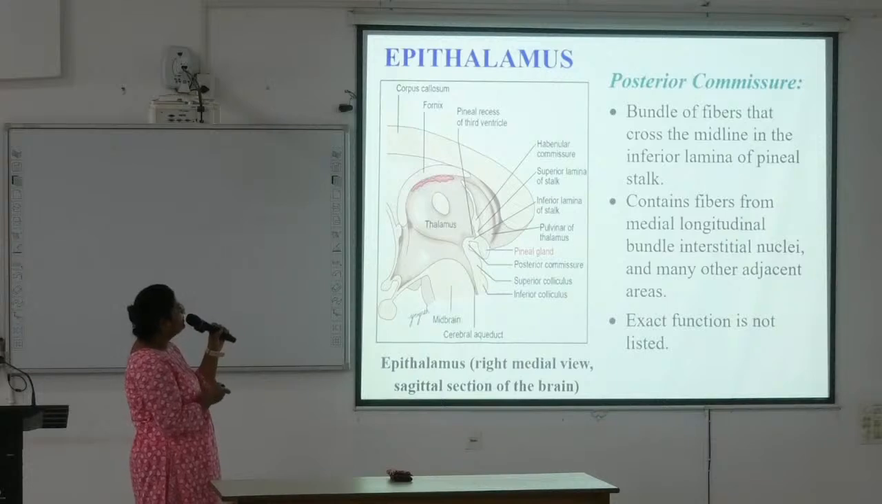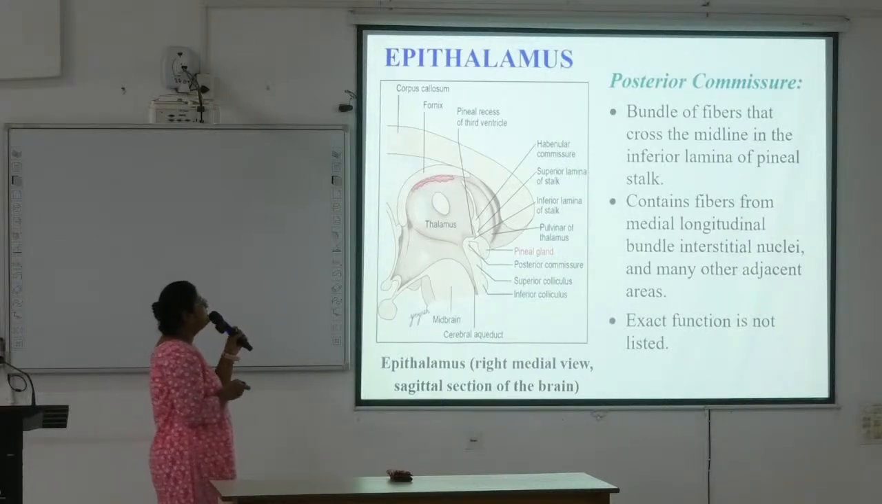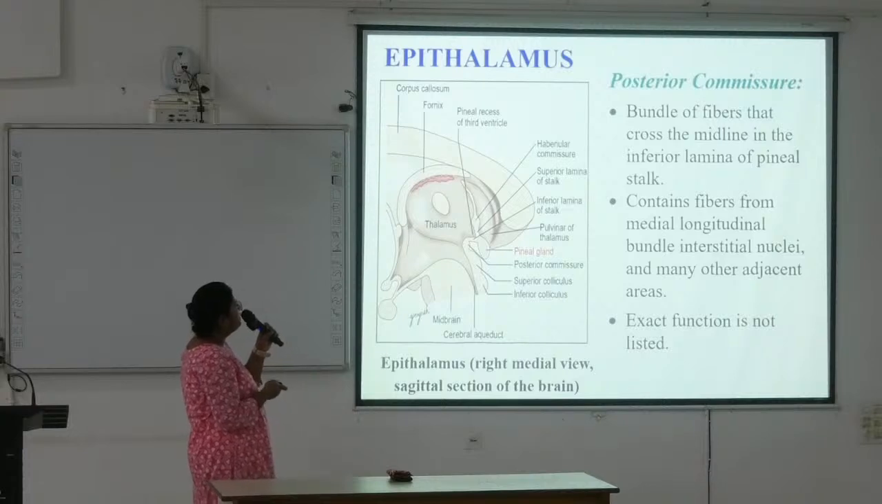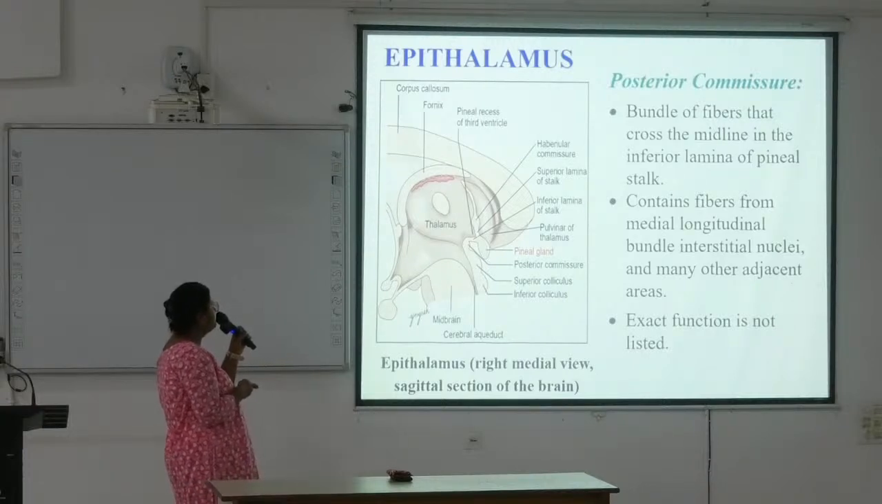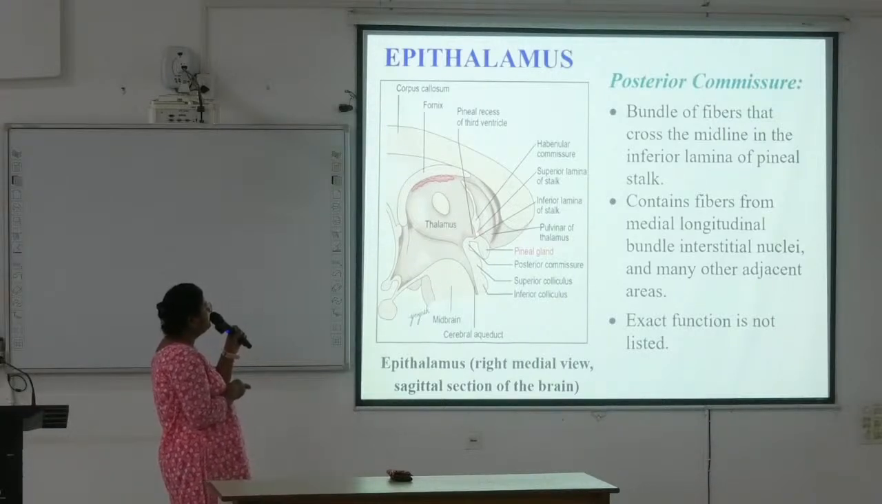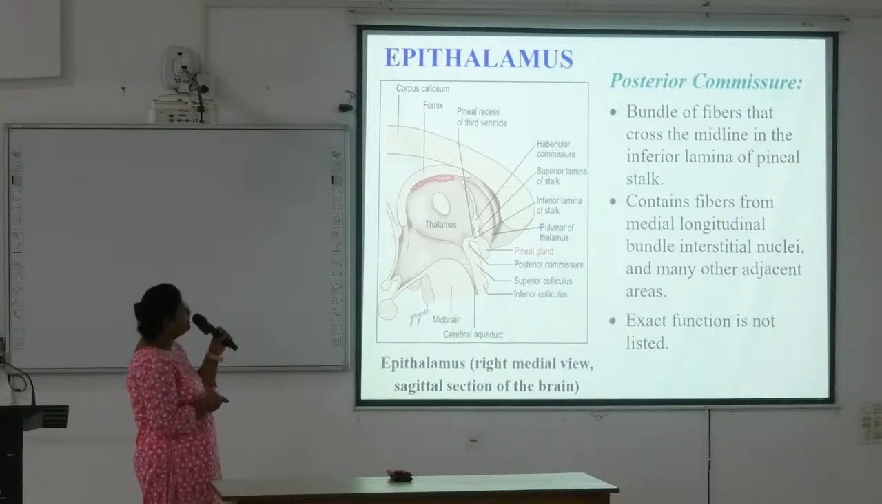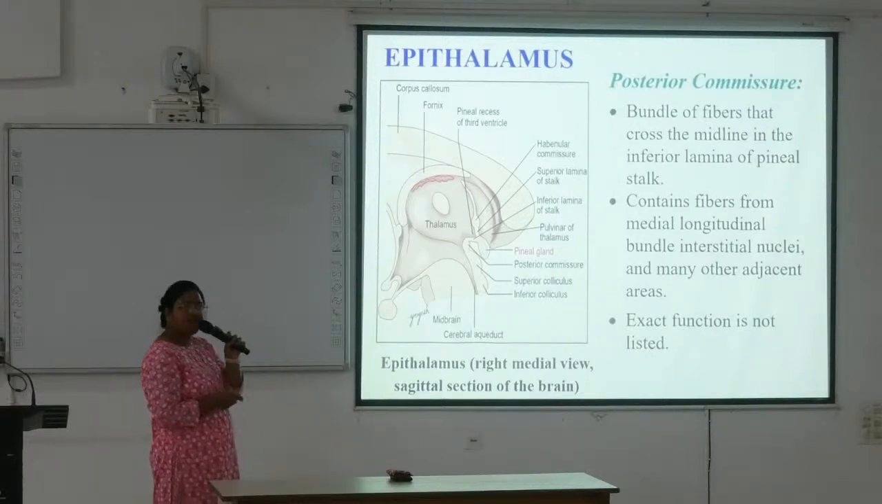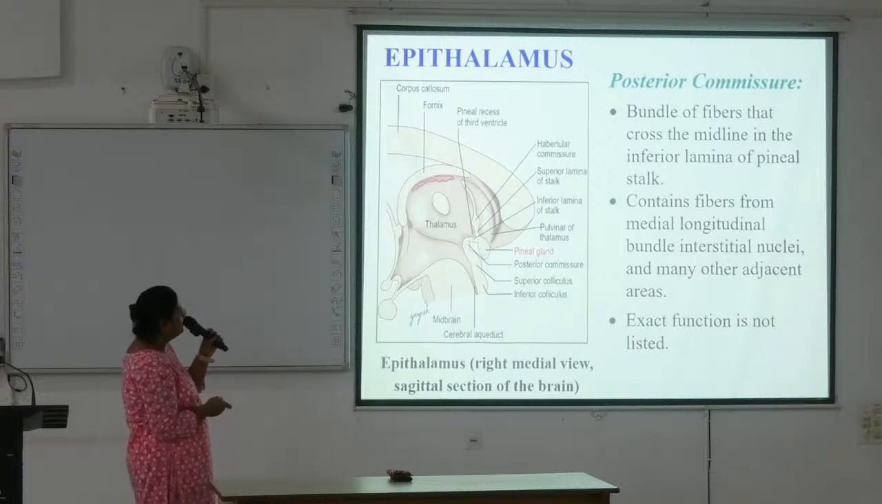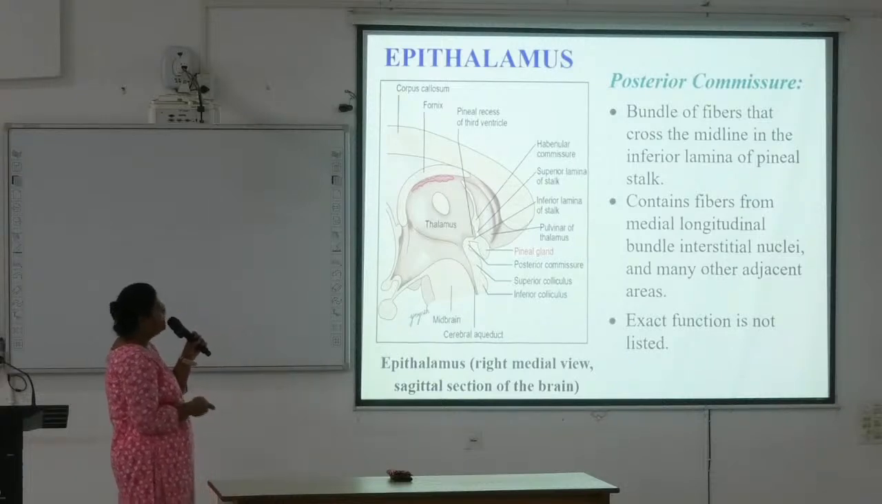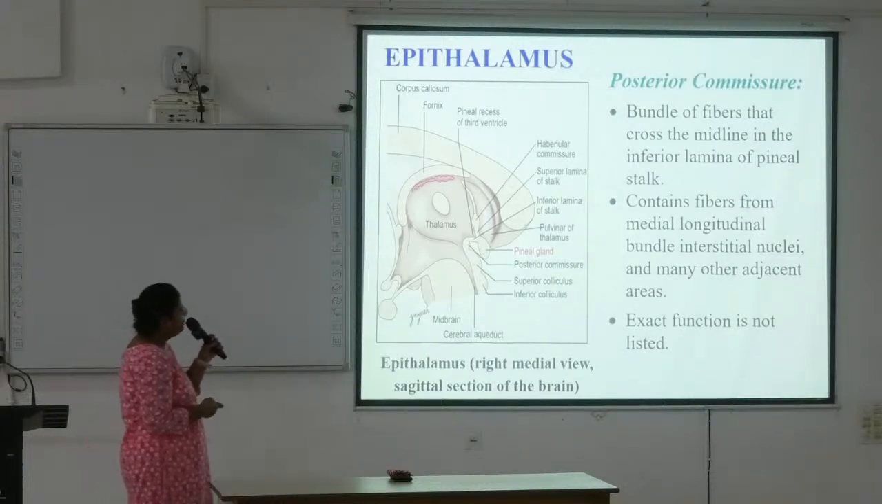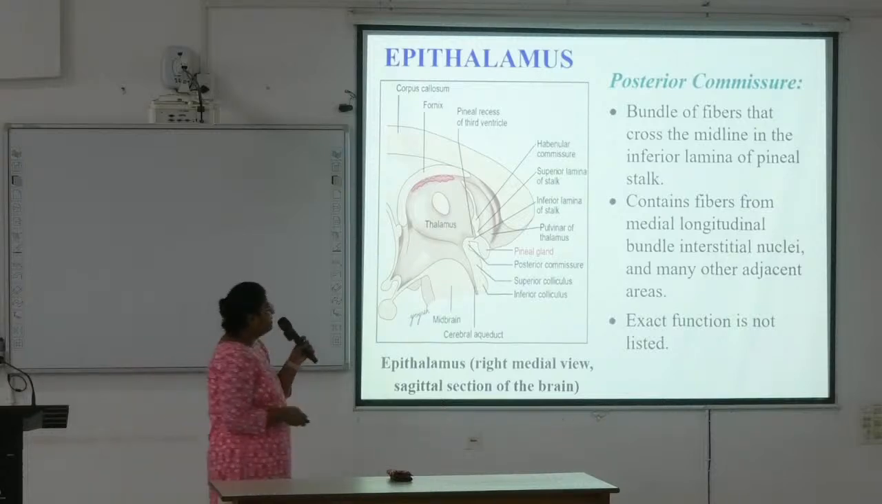Next, we go to the posterior commissure. This is a bundle of fibers that cross the midline in the inferior lamina of the pineal stalk. Here is the posterior commissure lying in the inferior lamina of the pineal stalk. It contains fibers from the medial longitudinal bundle, the interstitial nucleus and many other adjacent areas. Exact function is not known.